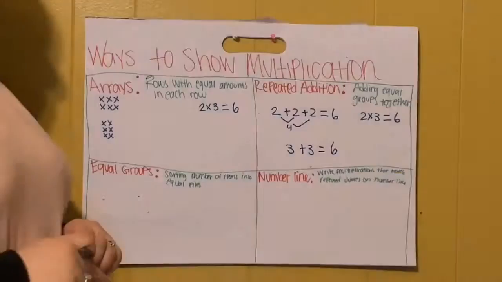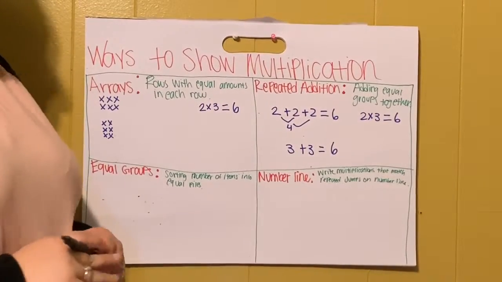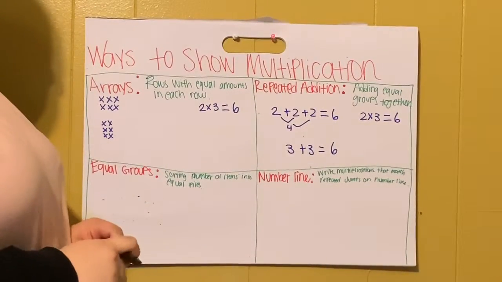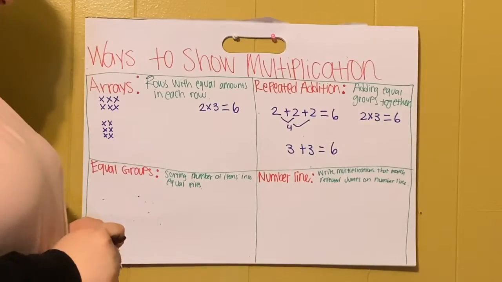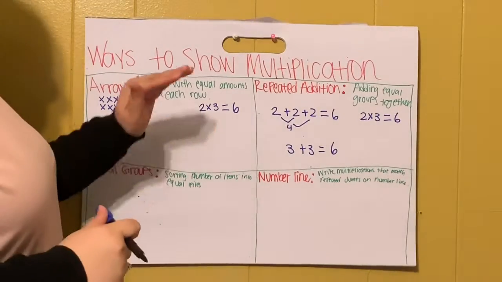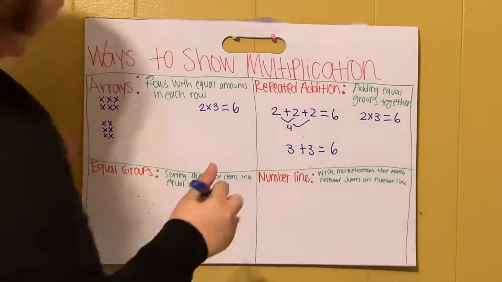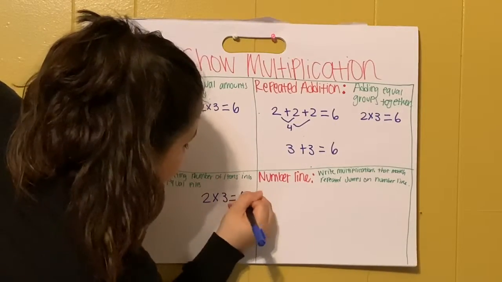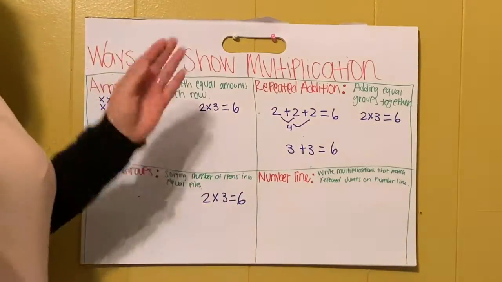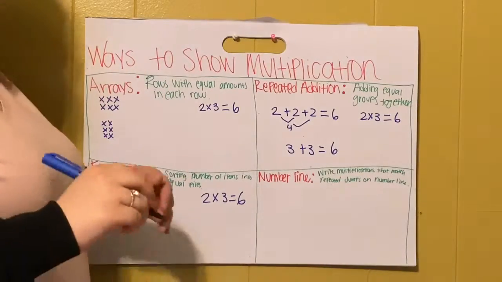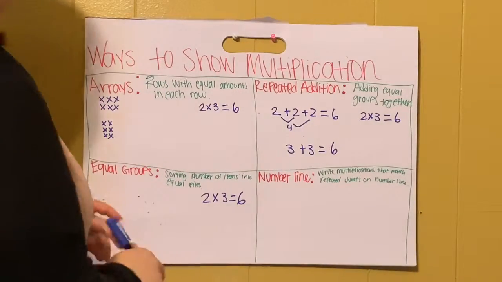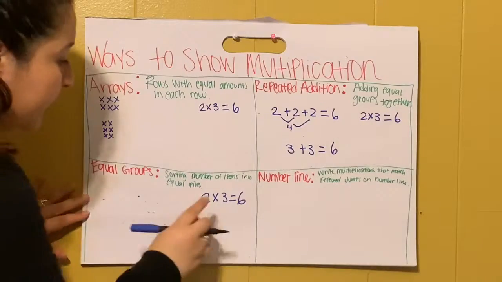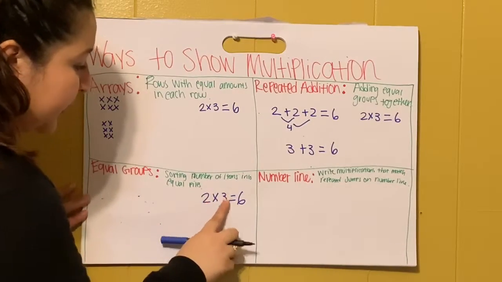Now our third one here is equal groups. We've already said that equal groups are sorting numbers of items into equal piles. Let's go ahead and stick with 2 times 3 like we did for the other two. 2 times 3, we know it equals 6. Just like the first two, there are 2 ways you can show your work using equal groups. Okay, so we can use 2 groups of 3.